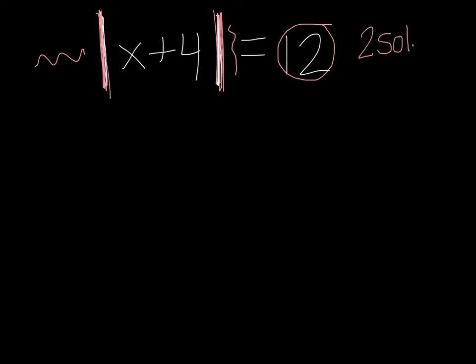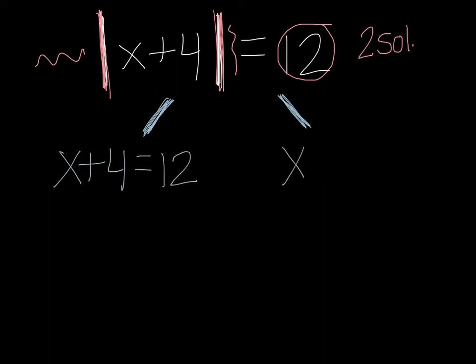Since we know it's going to have 2 solutions, you need to create 2 equations to get the 2 solutions. And this is what I call splitting it. You're going to split this up into 2 separate equations. When you split it, you're going to drop the absolute value lines. So this one is going to say x plus 4 equals positive 12. And this one will say x plus 4 equals negative 12. There's a part in my screen that doesn't write, and it's right there.